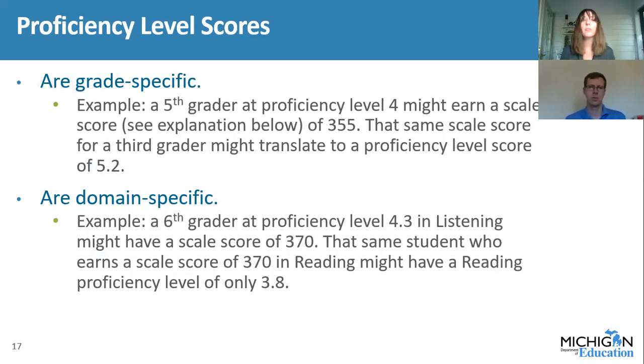And in addition to being grade specific, they're also domain specific. So let's take again an example. You have a 6th grader who's scoring at proficiency level 4.3 in listening. They might have a scale score of 370. That same student who earns a scale score of 370 in reading might have a reading proficiency level of only 3.8 in that domain. So again, you've got to keep this in mind when you're looking at your data.